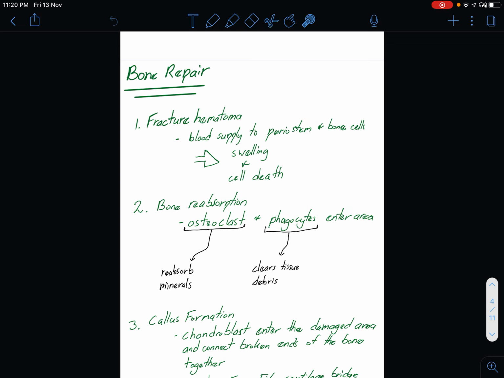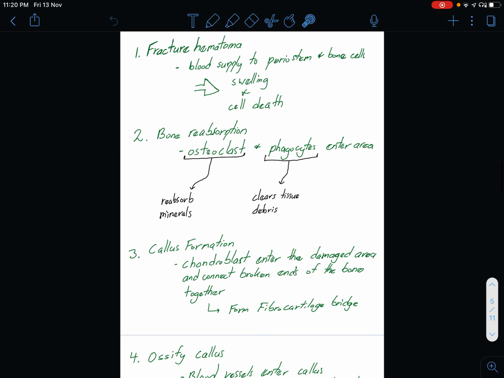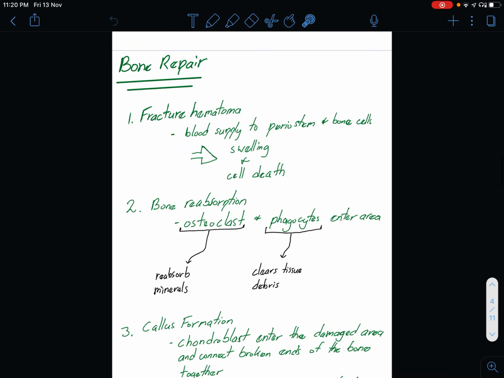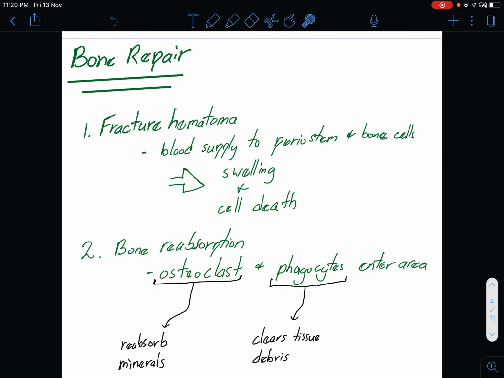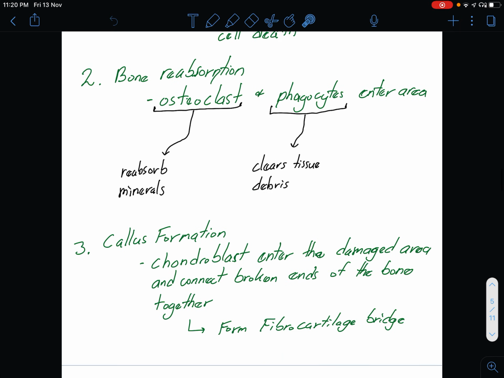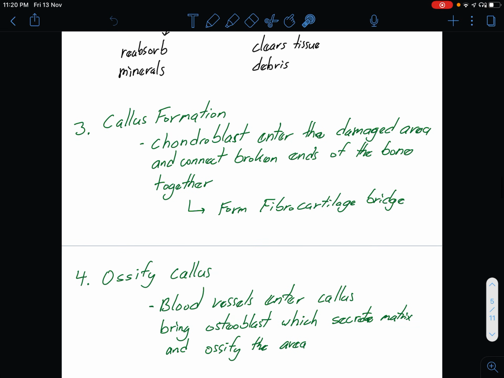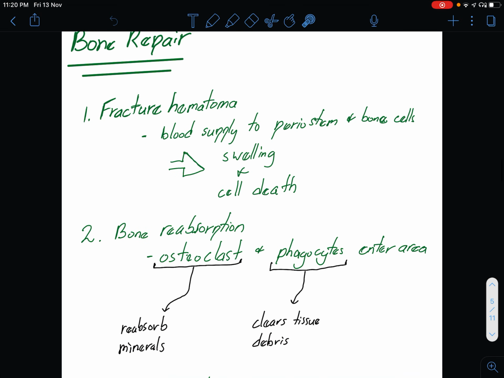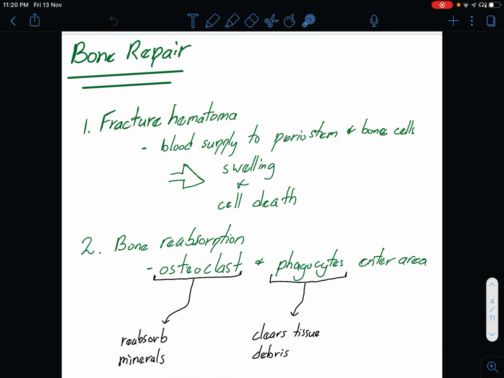So go back, pause where you need to, write down the key points. I would definitely want to emphasize fracture hematoma as the first step, bone reabsorption, callus formation, and ossified callus as the main parts of the bone repair process. And also try to recall the more detailed parts of it.